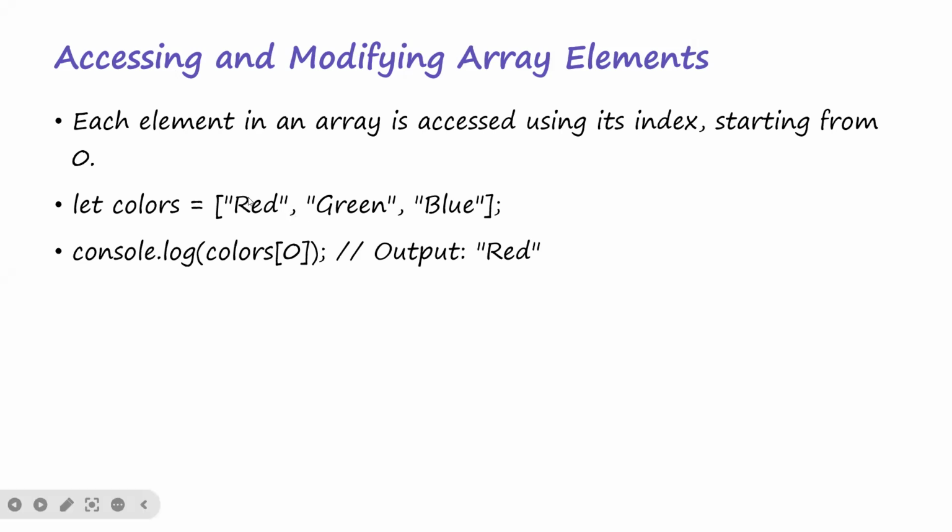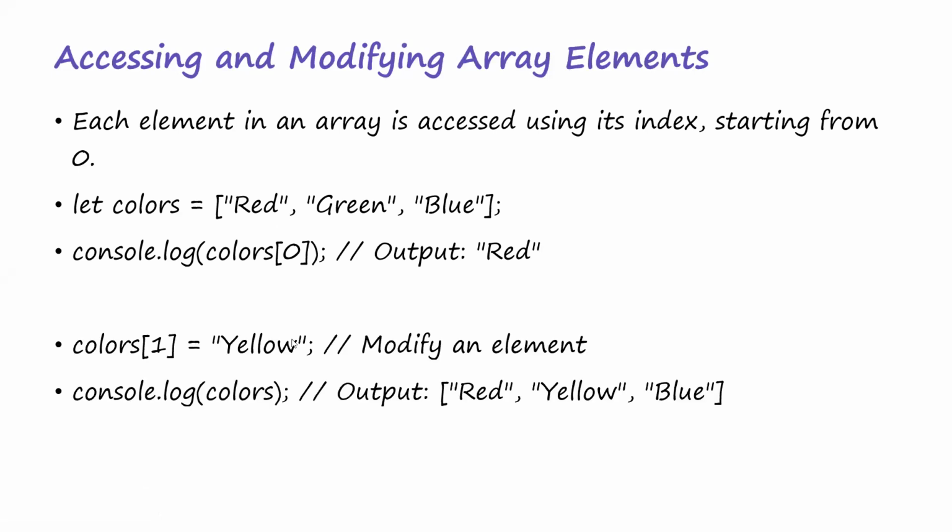The index starts from 0. So red is at index 0, green is 1, blue is 2. But when you look at it, we have 3 items, so the length of this array is 3. All right? Now, if you want to modify it, you can use their index to modify it. So let's go to code.